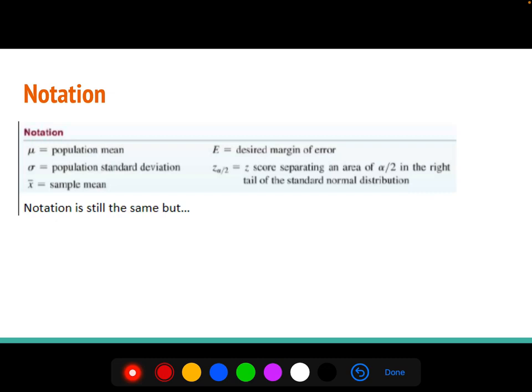More notation. Mu is your population mean. Sigma is your population's standard deviation. x bar is your sample mean. E is your margin of error. And z alpha over 2 is still your critical value.